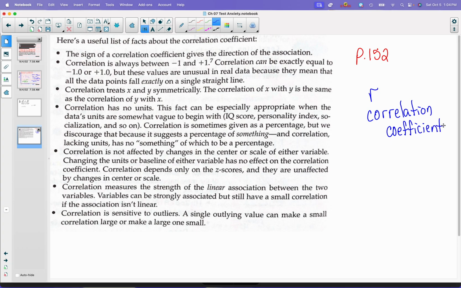So that's what I'm talking about, that value. So the sign of the correlation coefficient gives the direction of the association. I mentioned that correlation is always between -1 and 1. What I haven't mentioned yet is that correlation treats X and Y symmetrically.